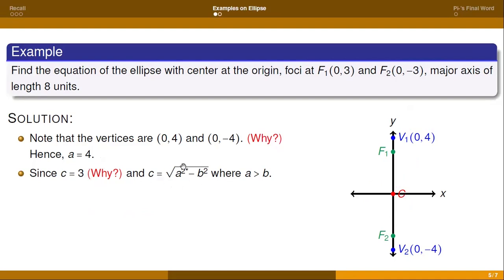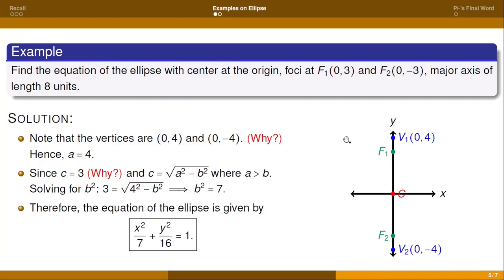And then using this formula, we know that C is equal to the square root of A squared minus B squared. We can obtain B squared. So take note that we are solving for B squared instead of B, since in the formula, all we need is just B squared. So solving for this equation, one can verify that B squared is equal to 7. That is easy to verify. That's just 4 squared minus 3 squared, 16 minus 9, that's 7. And then once you have this, we are now ready to give out the equation of this ellipse.